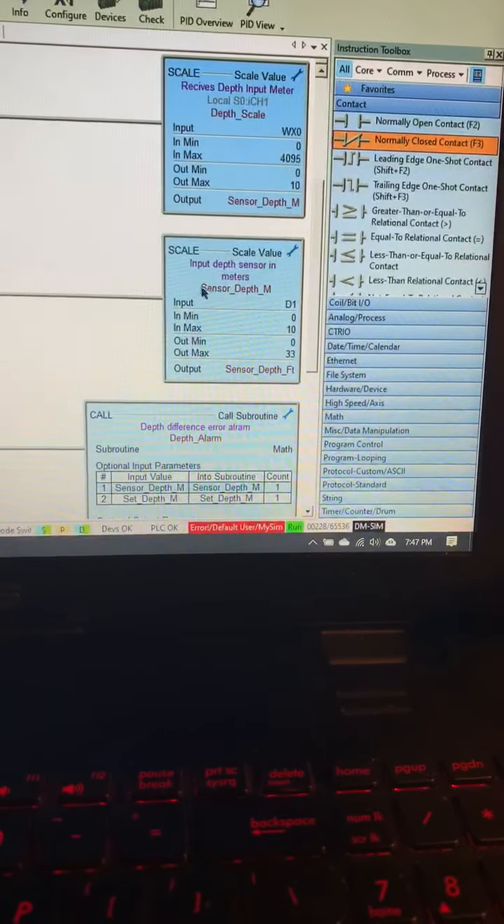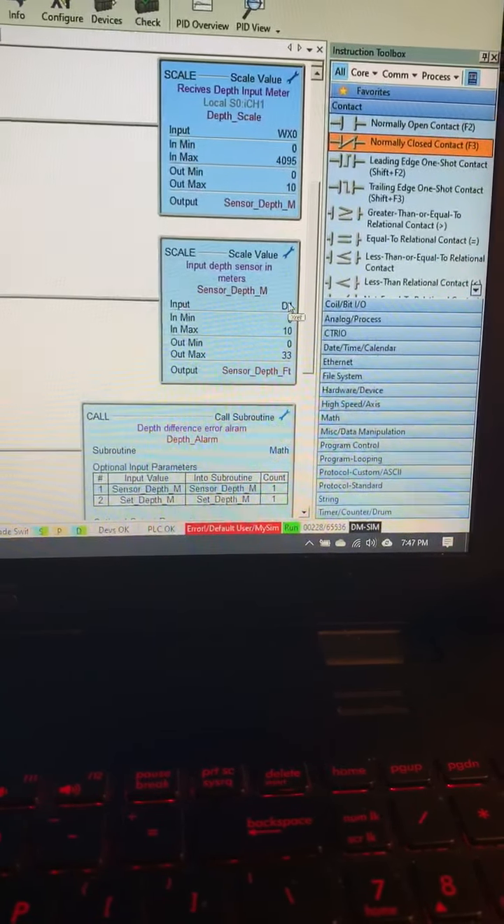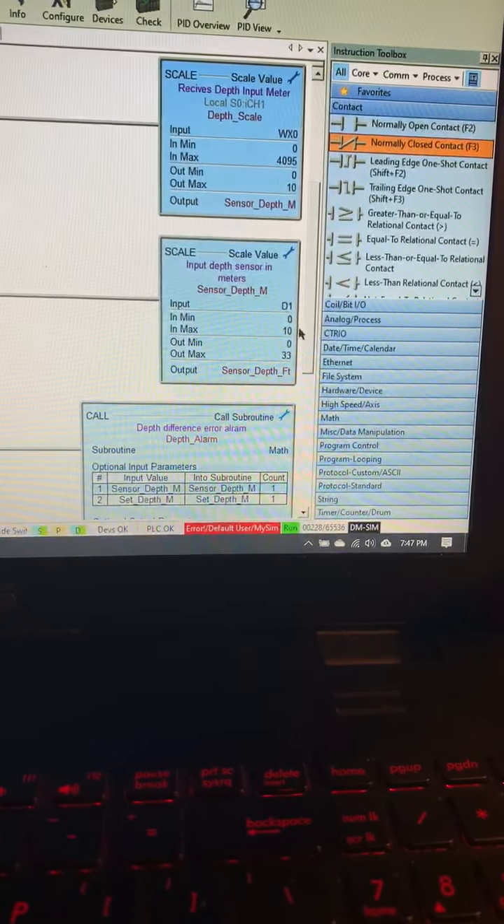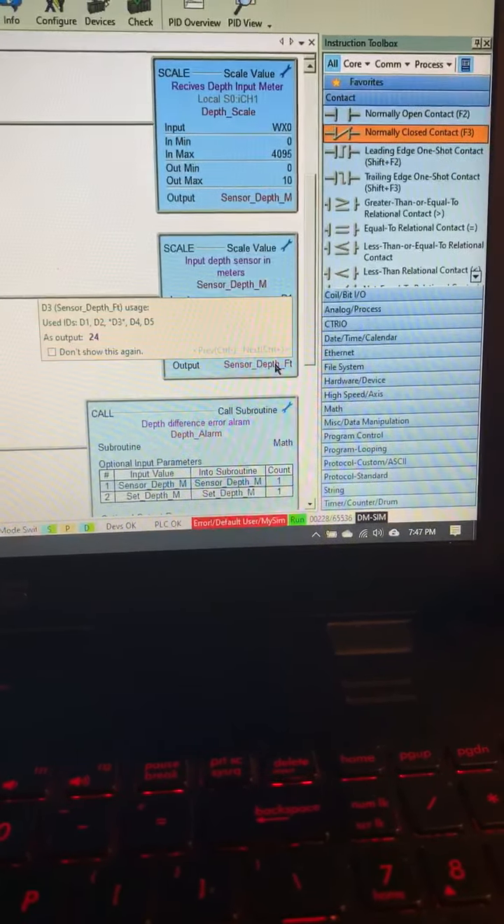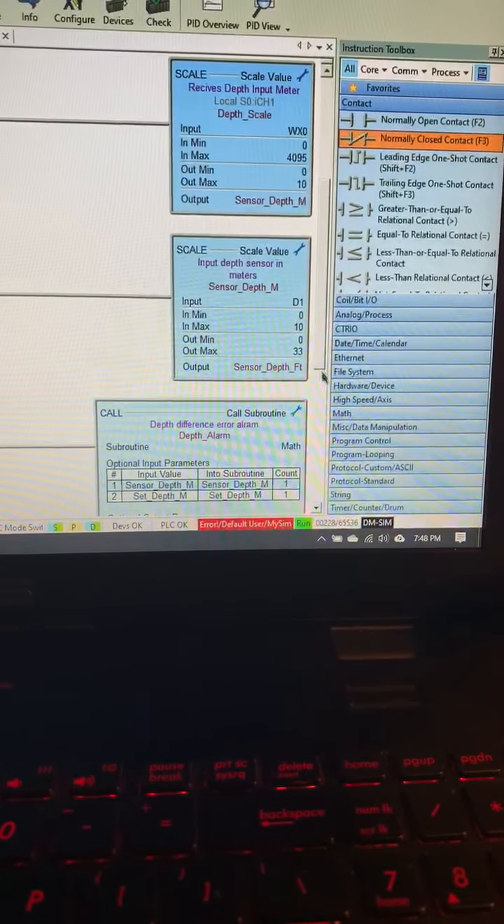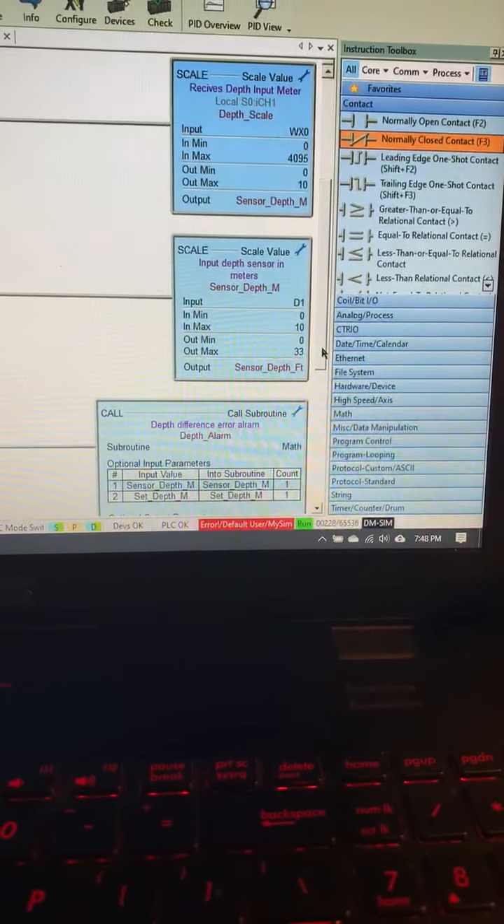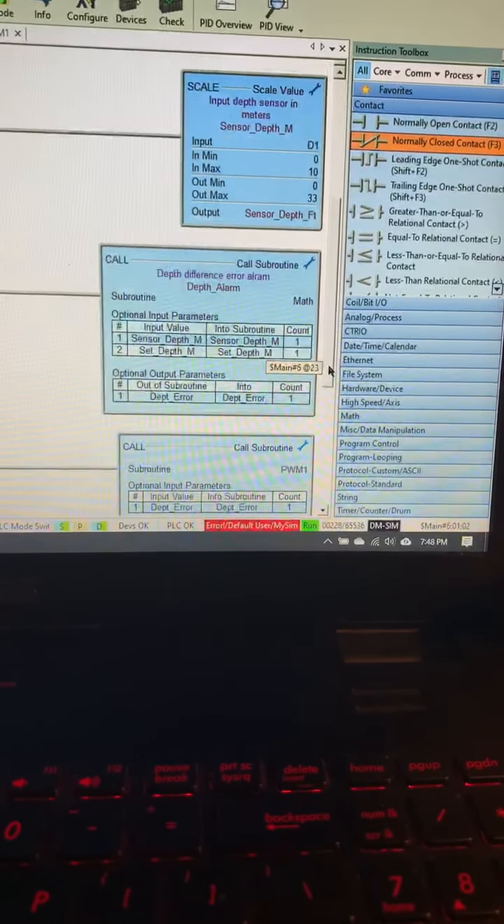And here we have an input from D1, and this converts it from meters to feet to be utilized on the HMI, which is what this one is, D3. It will be used by the HMI to output on the bar graph to show the actual depth of the submarine.